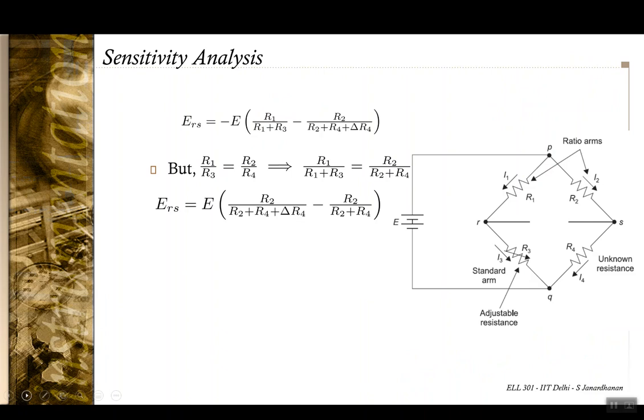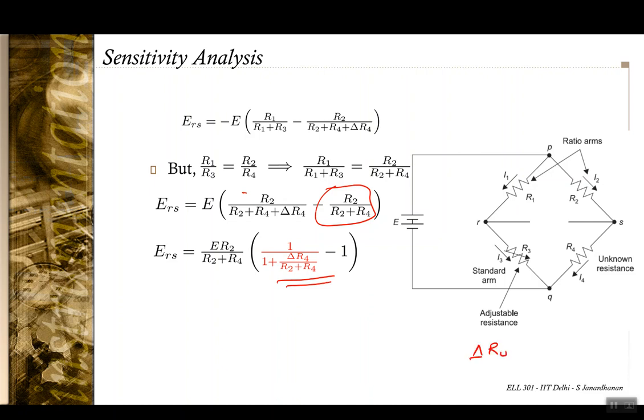So which would mean that ERS, the potential difference between these 2 points, can be written in this manner using this expression. By dividing the entire expression by R2 by R2 plus R4, dividing and multiplying, taking this factor common, you can write it in this manner. You have 1 by 1 plus delta R4 by R2 plus R4, but delta R4 is much less than this value R2 plus R4.